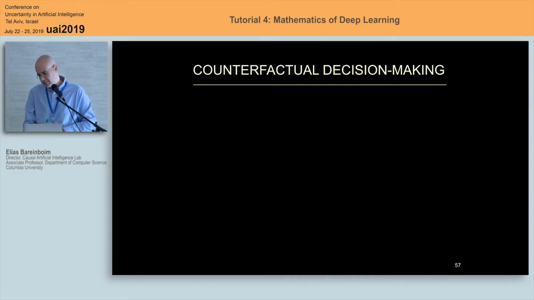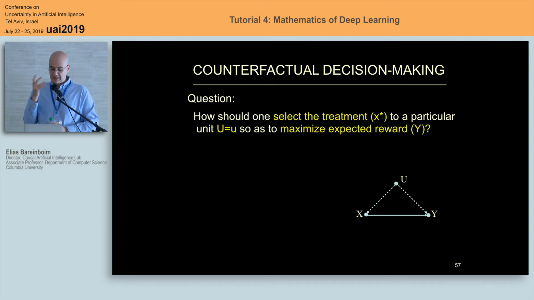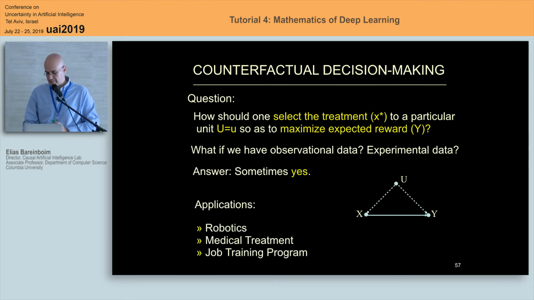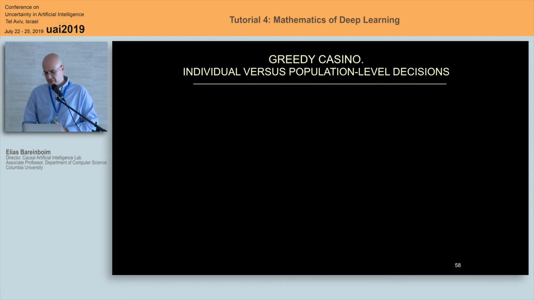I'm assessing my time here. Okay. The question can be rephrased as: how should one select a treatment X star for a particular situation or context U equals u, unobserved, so as to maximize Y? This happens in robotics, medicine, economics and so on. Let me give you an example that shows very clearly the tension between doing the do. One thing I didn't mention: the do is a population-level quantity. You usually talk about the average expected reward, average expected ROI, given that we are doing this X.